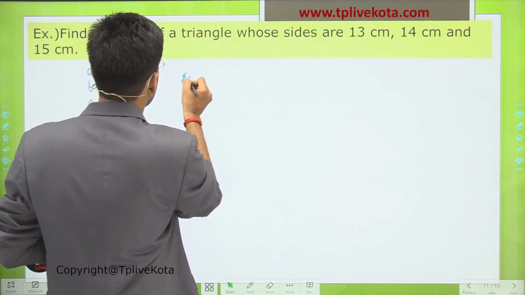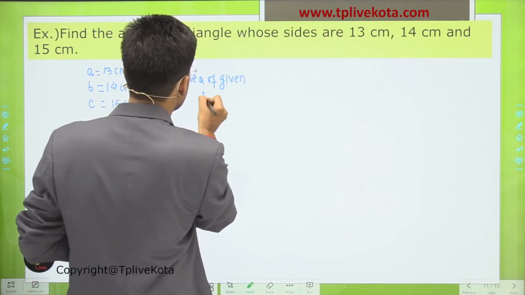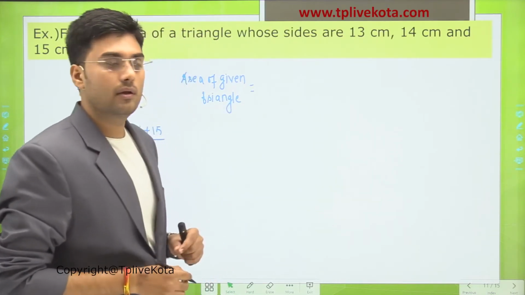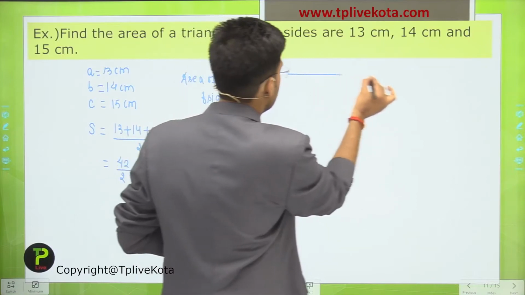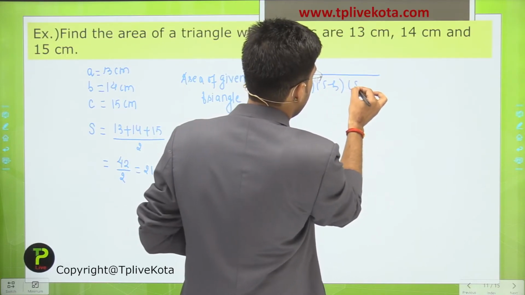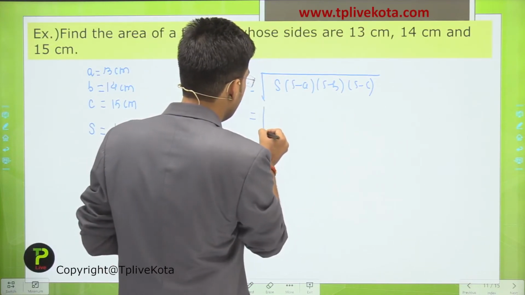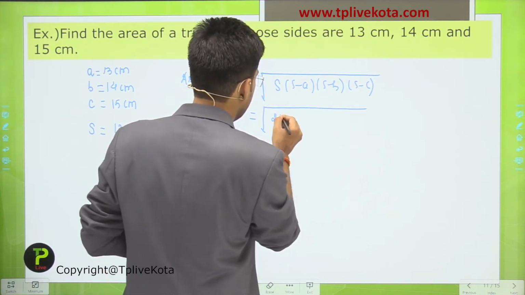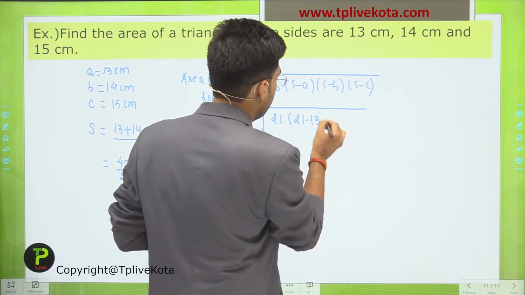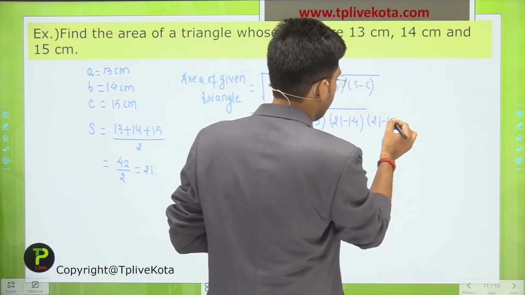Now, the area of the given triangle is equal to what? According to Heron's formula, it is equal to the square root of s multiplied by (s minus a), (s minus b) and (s minus c). Clear? Now what is the value of s? It is 21. So it is 21 multiplied by (21 minus 13), (21 minus 14) and (21 minus 15).